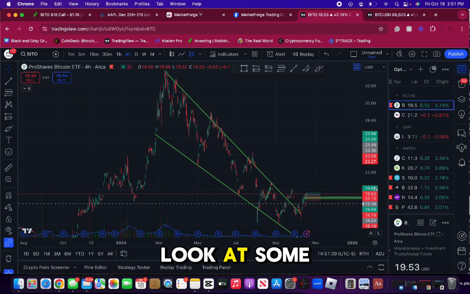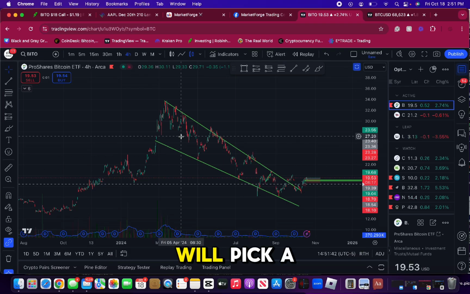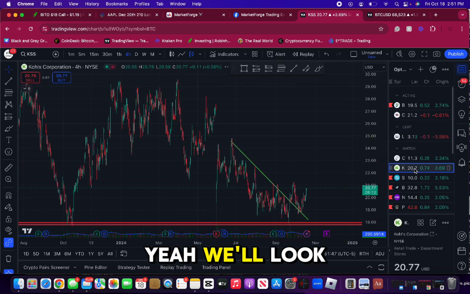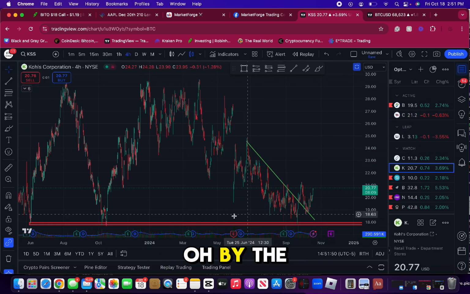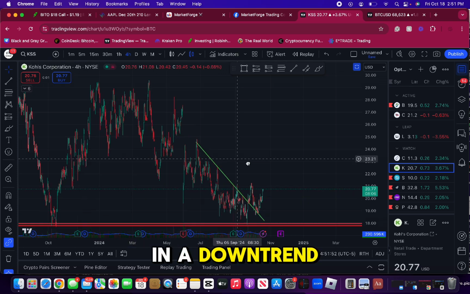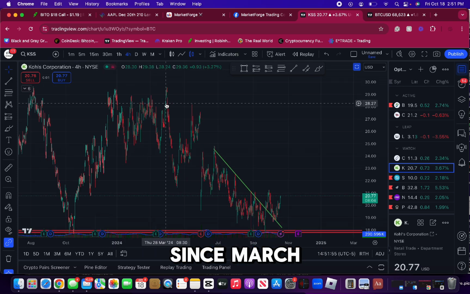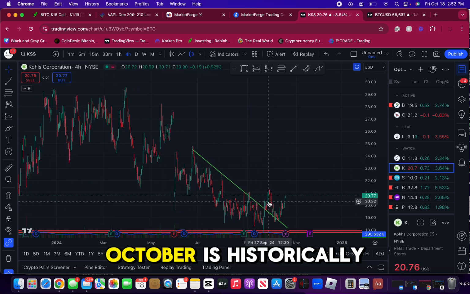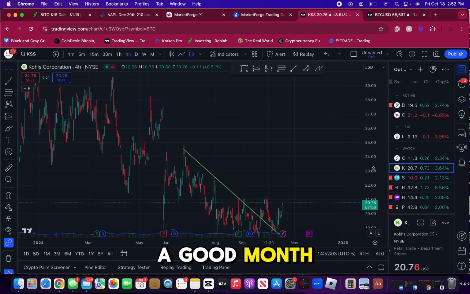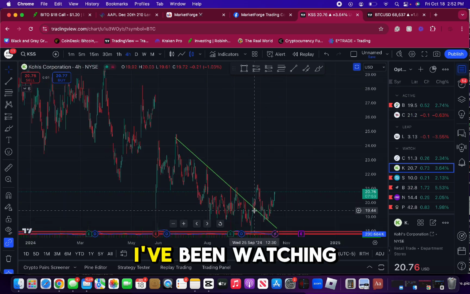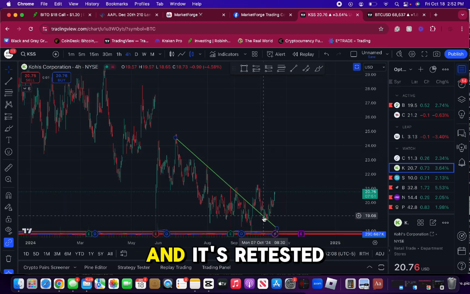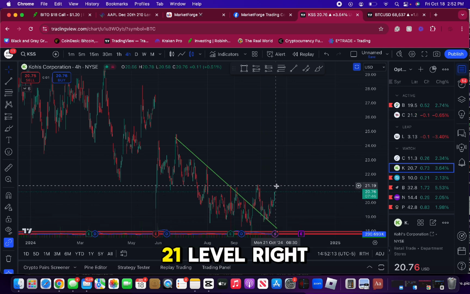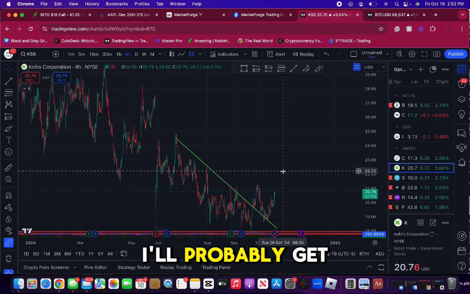Alright, just gonna look at some support and resistance. We'll pick a random stock. Here, we'll look at Kohl's. Oh, by the way, Kohl's has been in a downtrend since March and starting to break out. October is historically a good month for Kohl's. I've been watching that. It broke out and it's retested the trend line. So if it breaks above this 21 level right here, I'll probably get into it.